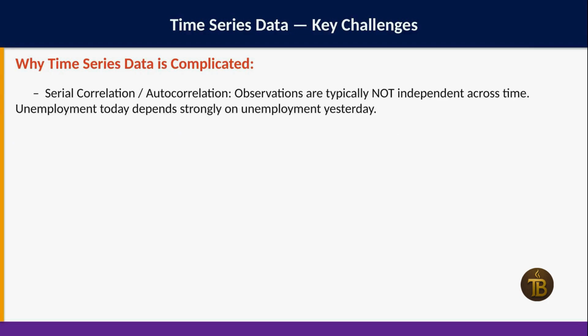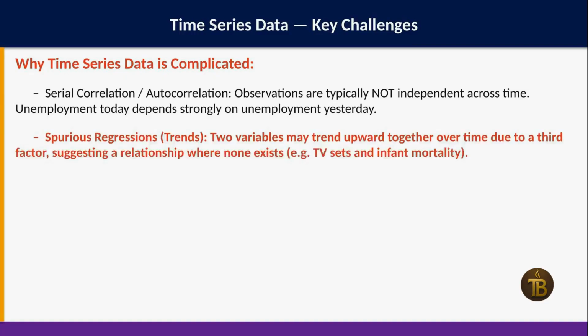Time series data brings its own special set of challenges that cross-sectional data doesn't have. First is serial correlation, or autocorrelation. Observations are typically not independent across time. Unemployment today is strongly related to unemployment yesterday, for example. The second is spurious regression, caused by shared trends. Two variables can drift upward together over time simply because of some third underlying factor, making it look like they're related when they aren't. The classic example being that the number of TV sets and falling infant mortality both trended upward for decades, with no causal link between them.